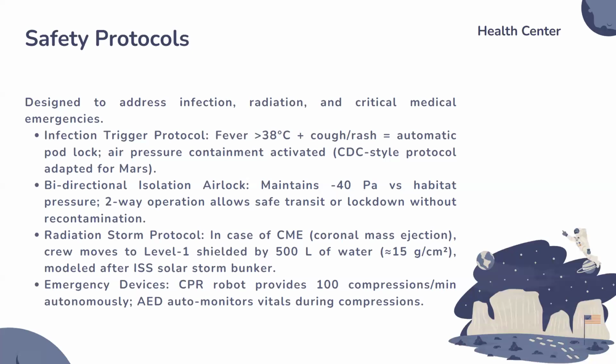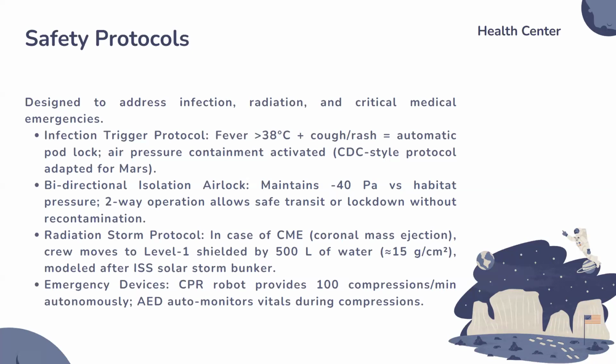Coming to safety protocols, the infection trigger protocol that I just showed. If any crew member registers a temperature above 38 degrees Celsius, combined with symptoms like cough or any kind of rash, the system will automatically lock the individual into a positive pressure isolation pod, and it will immediately switch to independent air filtration, and nearby crew are alerted through visual and audio signals. The model mirrors a containment protocol tested aboard the Concordia station, and it is also adapted from Earth-based pandemic ICU strategies.